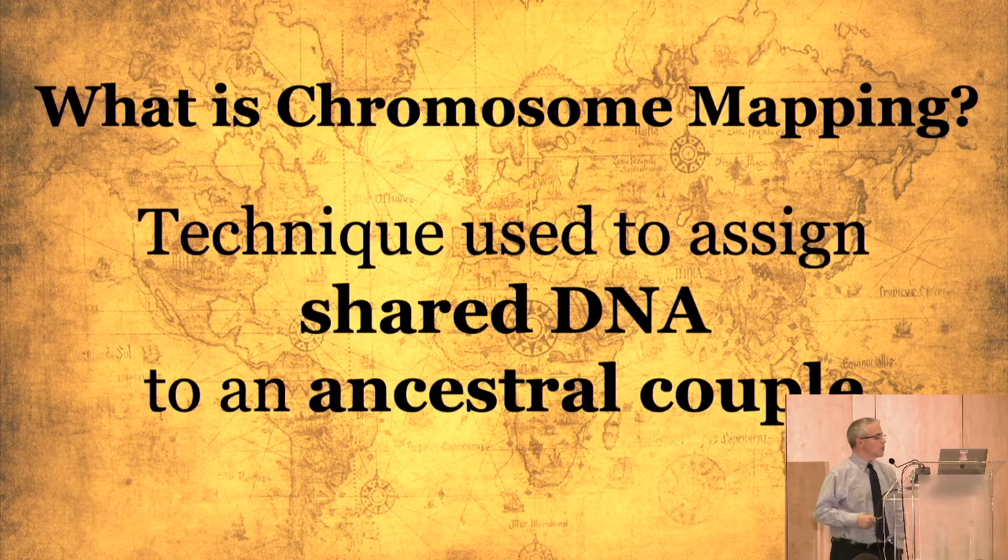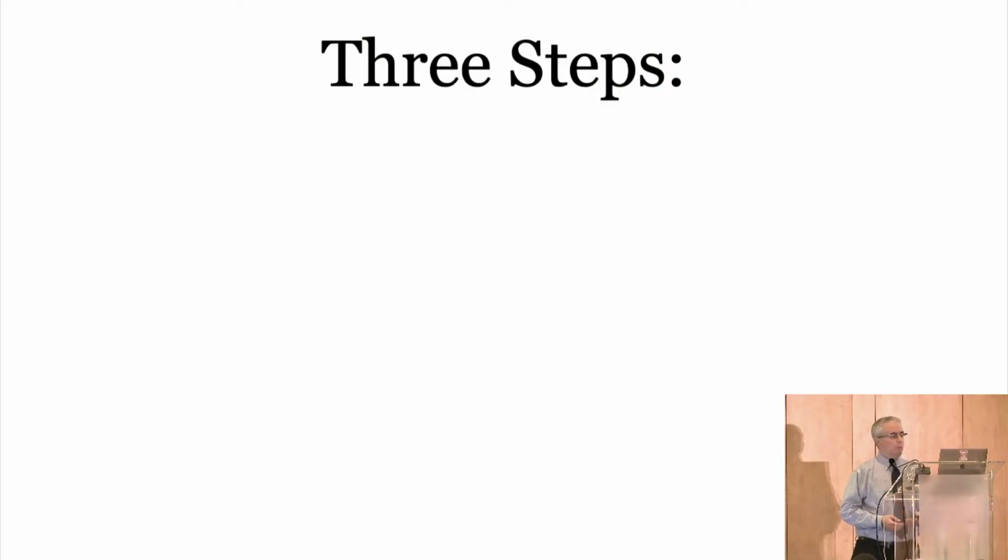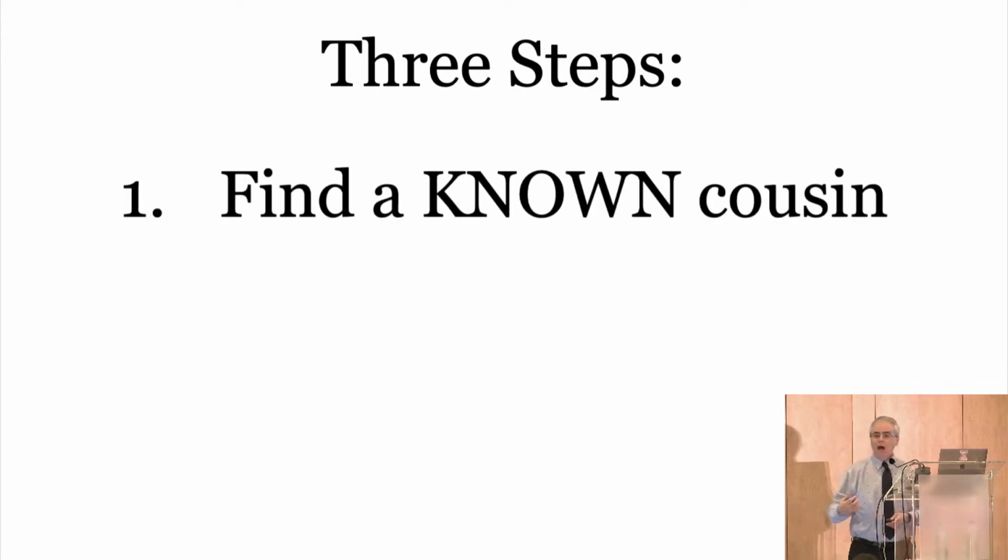So to do chromosome mapping, it's essentially a three-step process. At the first step, what we have to do is we have to find a known cousin. So we're not going to map unknowns because we don't know how we're related to them. We don't know what ancestral couple we share with this unknown. So we have to have some known cousin.